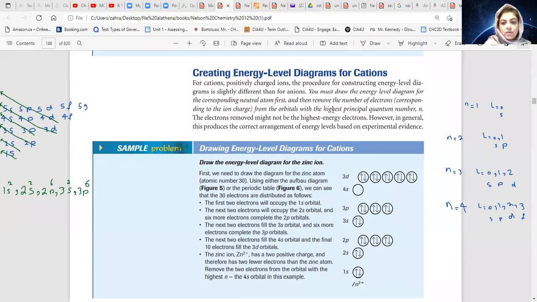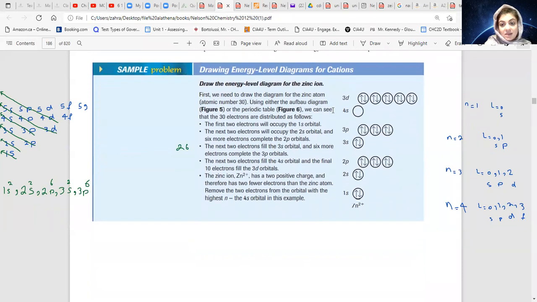Creating an energy level for a cation. Okay, this is the example. So for zinc, atomic number is 30. Let's just continue that there. 3p, so after 3p is what? 4s? 4s through here. And then after 4s is 3d. So it's 3d10, I guess. And then 4p. So I'm just counting to see what it is.